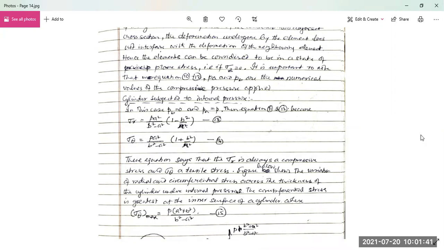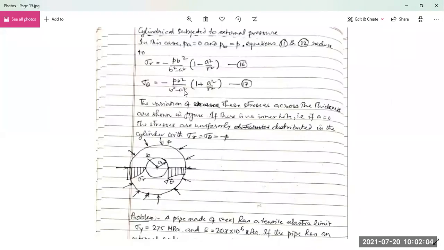Now, if we go for the next equation, we are getting another equation where the cylinder is subject to the external pressure itself, where Pa is equal to 0 and Pb is equal to P. The equation will go the same way, but it will take a different shape: P b square by b square minus a square, times 1 minus a square by r square, and P b square by a square, times 1 plus a square by r square itself.